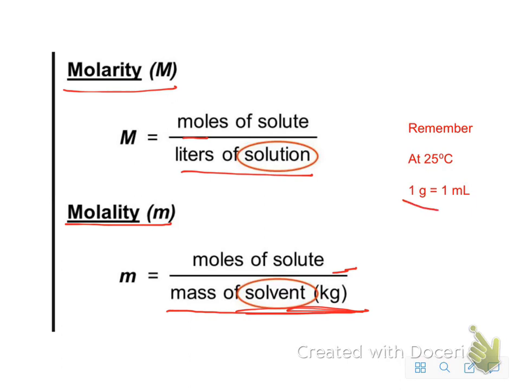So remember, for water, at 25 degrees C, 1 gram is 1 milliliter. So 1 kilogram is equal to 1 liter. Okay, so if you're at 25 degrees C, your liters and your kilograms of water will be exactly the same. So molarity and molality, the values for those are very similar.